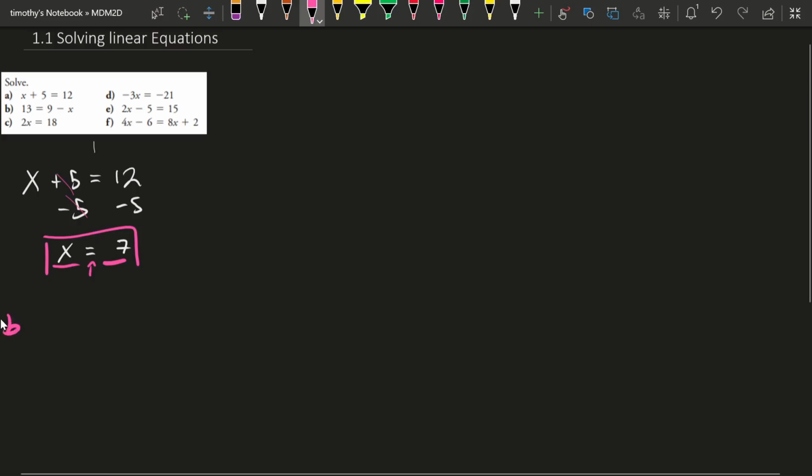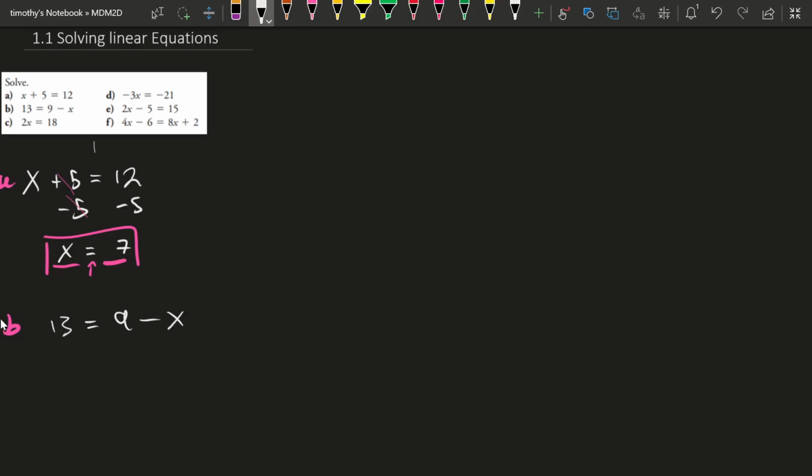Let's do b. That was a. B is 13 equals 9 minus x. And this one's basically the same thing. It's a little trickier because of this minus sign here, so let's pay attention to that. I'm going to subtract 9 from this side and from that side as well. And if I've got a positive 9 and a minus 9, those are going to cancel out. And then over here, I've got 13 minus 9, and 13 minus 9 is, I believe, 4.